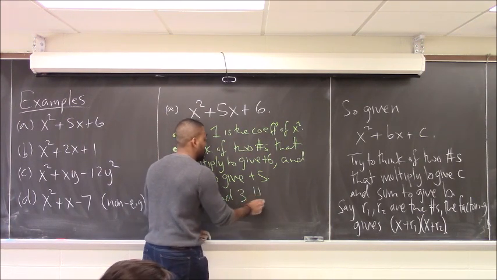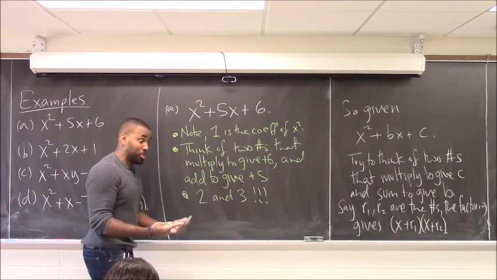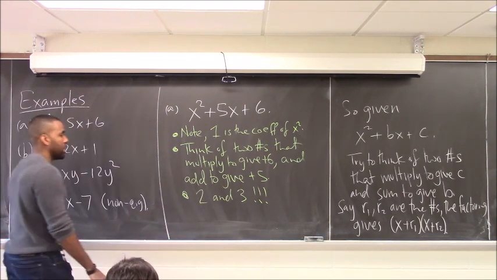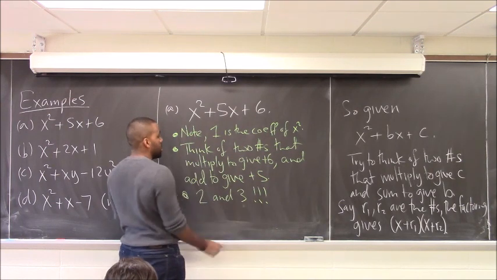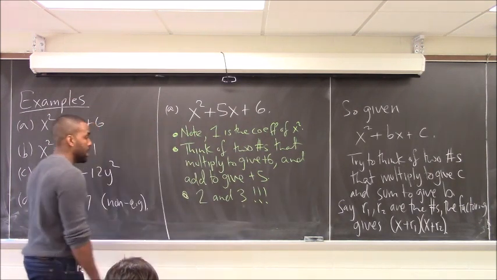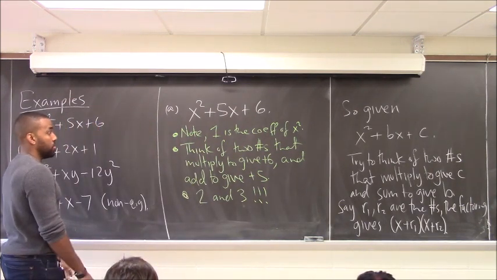Two and 3, right? When you think of that, you get excited. 2 and 3 are the numbers. Yes! Okay. If I multiply these two, 2 times 3, I would get 6. If I add 2 and 3, I actually get 5.